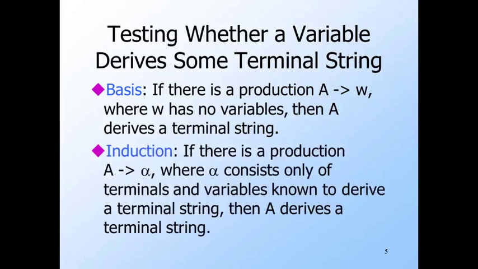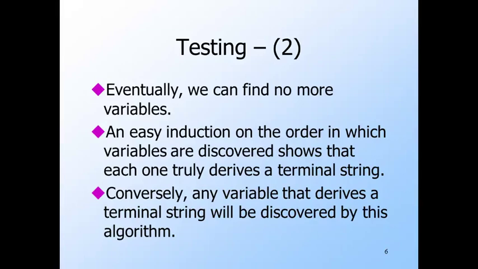Now, suppose A has a production with a body alpha, and alpha consists only of terminals and variables that we have previously discovered to derive some terminal string. Then we can also conclude that A derives a terminal string. Since the number of variables is finite, eventually this algorithm terminates where it can find no more variables that derive terminal strings. It is easy to prove that whenever the algorithm says a variable derives a terminal string, it really does derive a terminal string. We're not going to prove that. The harder part is showing that the algorithm doesn't miss anything. That is, if variable A derives some terminal string, then the algorithm will eventually discover A. We'll do that on the next slide.